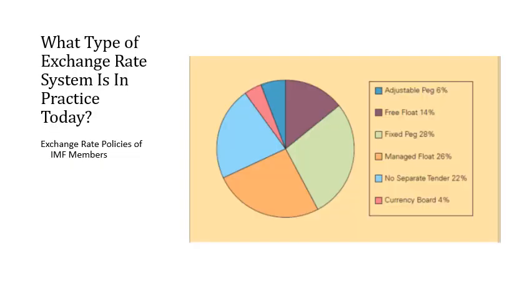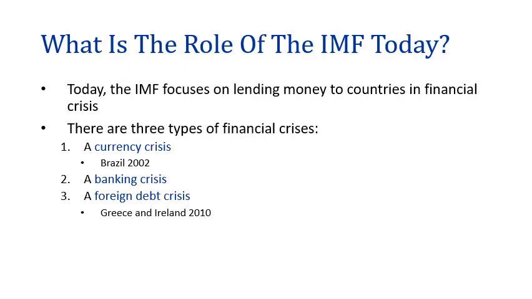Now, this diagram over here shows what type of exchange rate system is in practice today by the IMF member countries. It includes 6% of the member countries following adjustable peg, 14% are using free float, 28% are using fixed peg, 26% are using managed float, no separate tender is used by 22%, and currency boards are used by 4% of the member countries. Now, what is the role of IMF today?